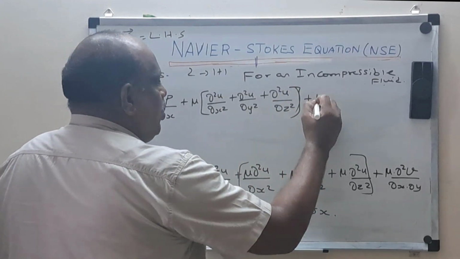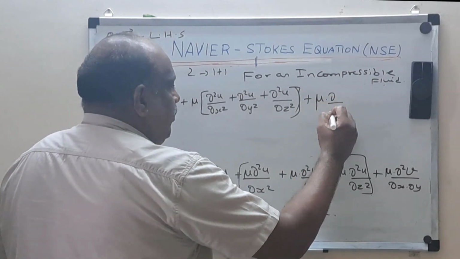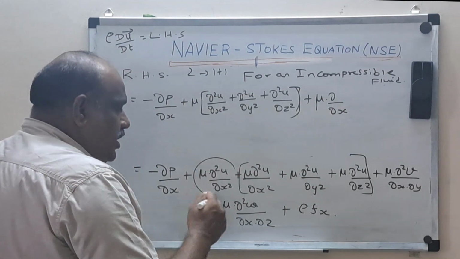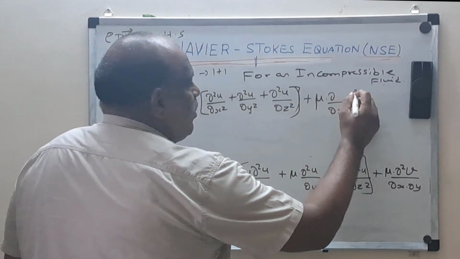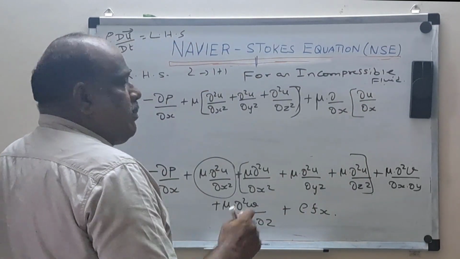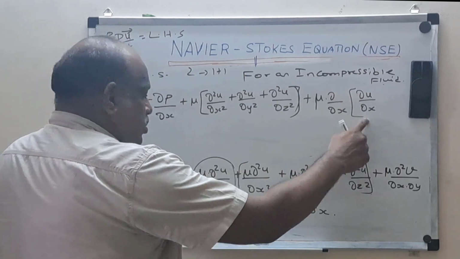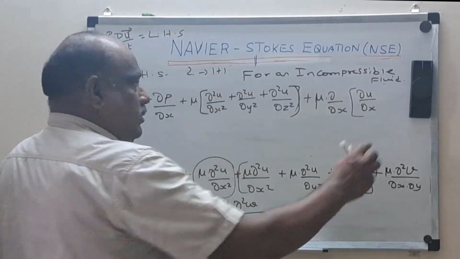Plus μ of, I am going to take out of this term ∂/∂x as a common term. From which one? From this term, I have taken only what? μ into ∂/∂x as the common term. So whatever the remaining term, it will be ∂u/∂x. Now you multiply and see what is happening. μ of ∂²u/∂x². This term is obtained here. That term is obtained here.